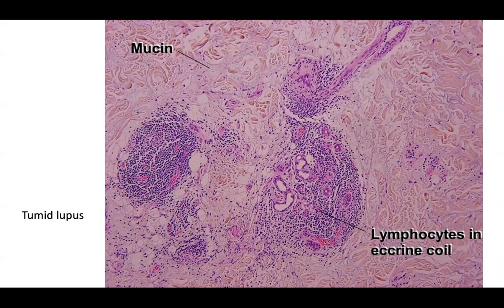As opposed to discoid lupus, where you do have destruction of the basement membrane and you often get scarring. So with tumid lupus, you heal often without scarring. But when the lesion is in its most active state, you have perivascular lymphocytic inflammation with abundant mucin.